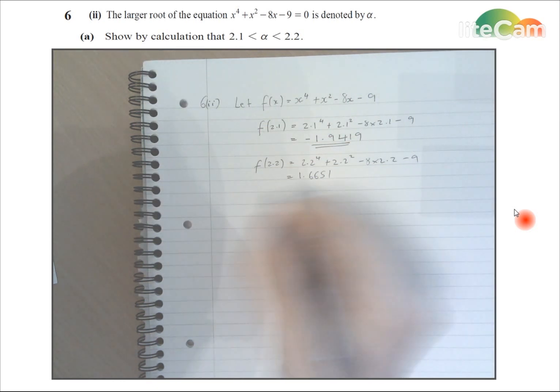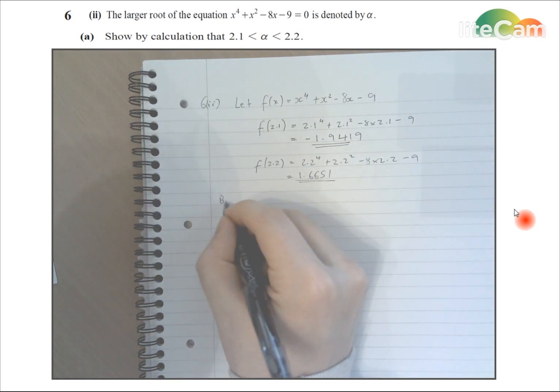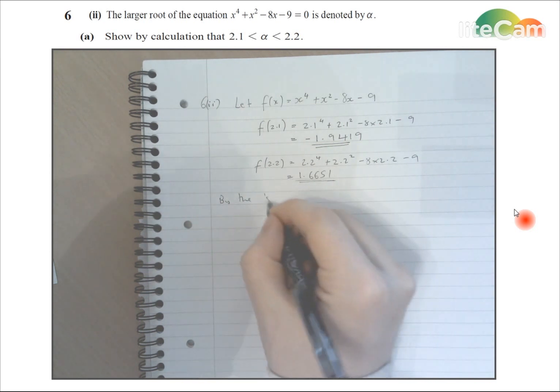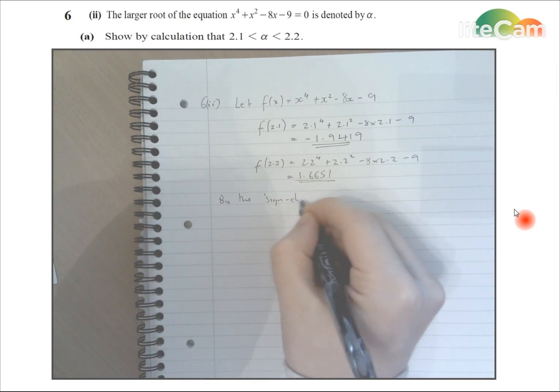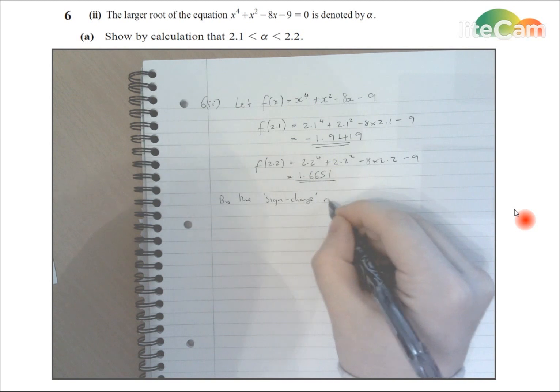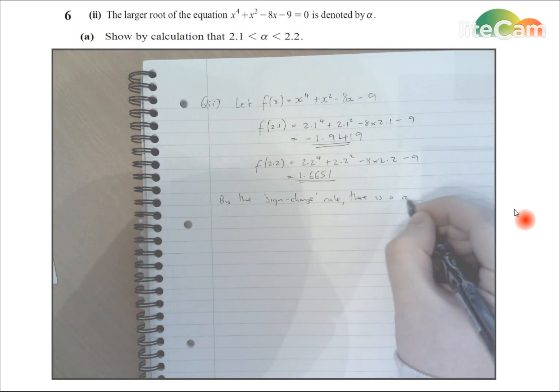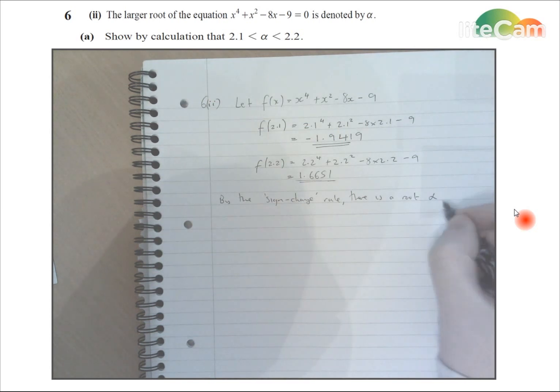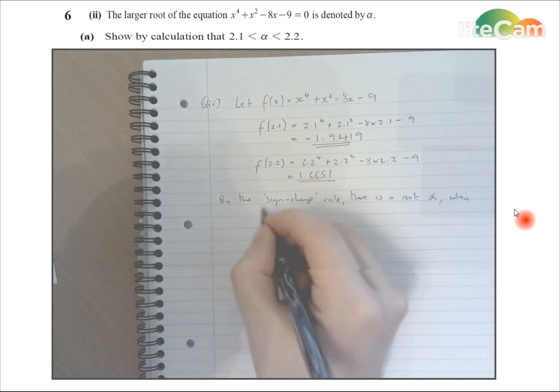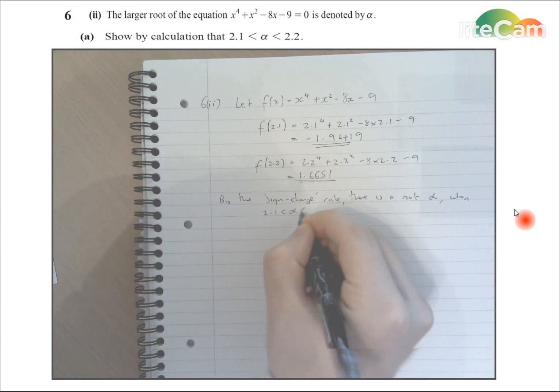Okay, so we'll finish this question by saying, by the sign change rule, there is a root alpha where 2.1 is less than alpha is less than 2.2.